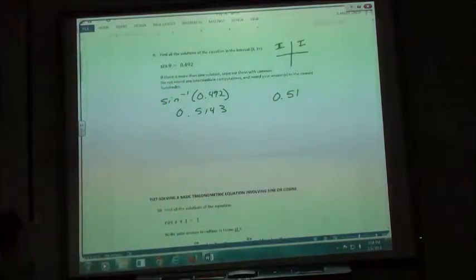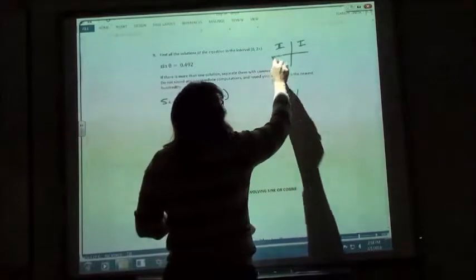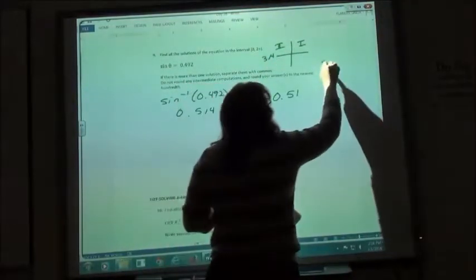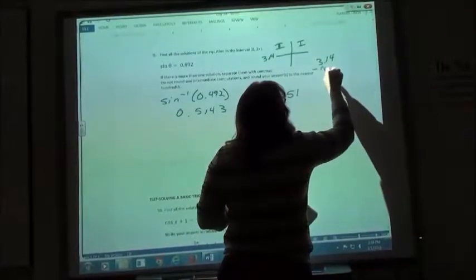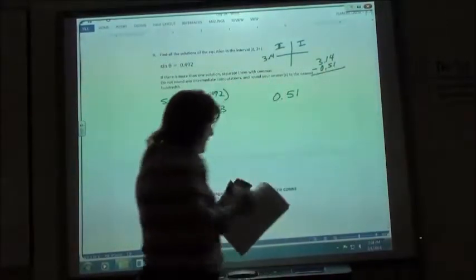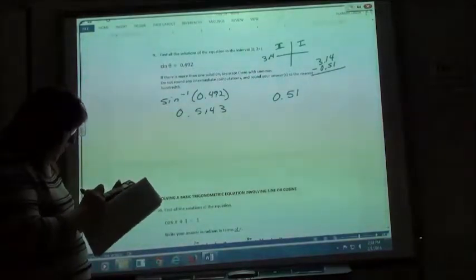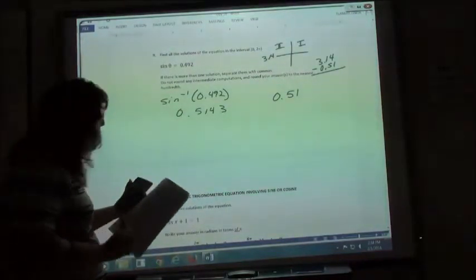Since I'm going to be in quadrant 2, I would have to take pi, or 3.14, minus my angle. So 3.14 minus 0.51 gives me 2.63.